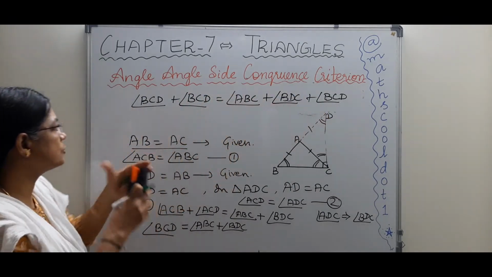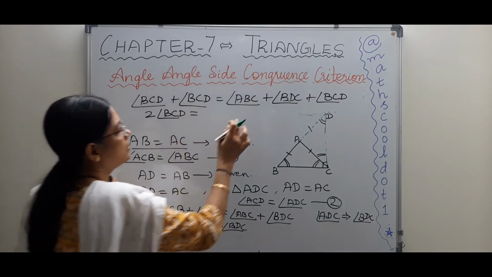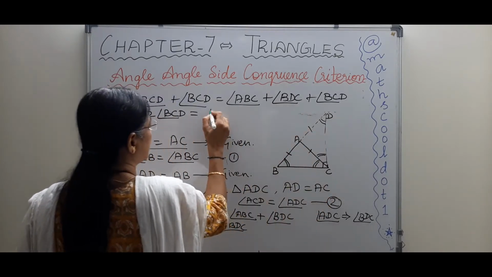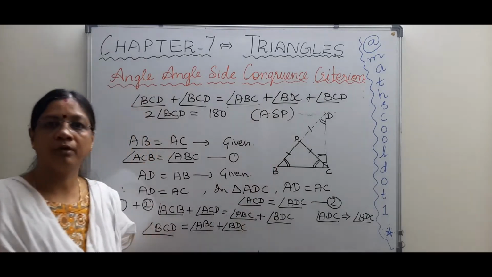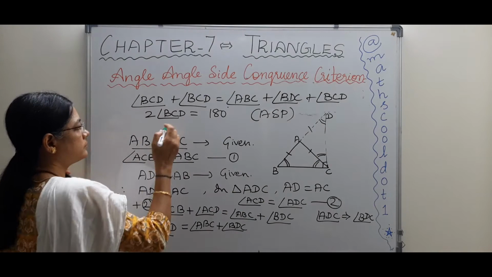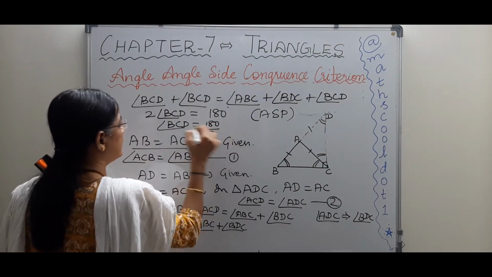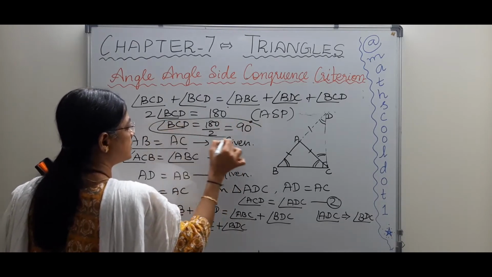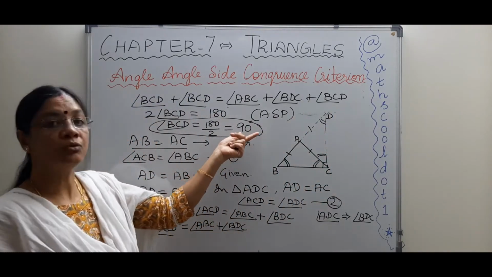Now what happens? To the left I have 2 times BCD, let it be, and ABC plus BDC plus BCD, that gives you 180 degrees according to ASP, that is angle sum property of a triangle. The sum of all angles in a triangle is 180 degrees, right? So now we have BCD is equal to 180 divided by 2, which is equal to 90 degrees. So this is what is needed, and we have proved that angle BCD is equal to 90 degrees.